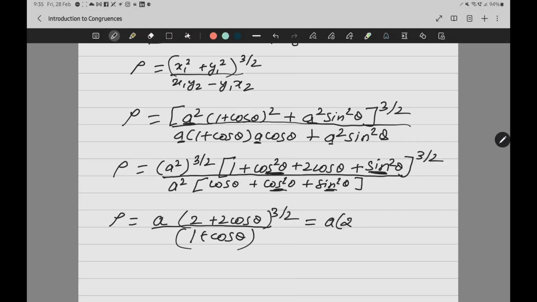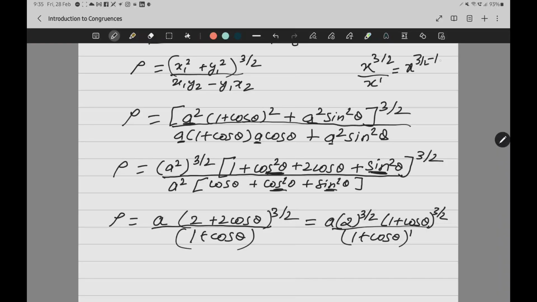If I take out 2, it will come with the power 3 by 2, and I am left with (1 plus cos theta) to the power 3 by 2 upon (1 plus cos theta). When there is no power, it means it is 1. Then what is the exponent law? If you have x to the power 3 by 2 upon x to the power 1, we write x to the power 3 by 2 minus 1. 3 by 2 minus 1 is what? 1 by 2. So x to the power 1 by 2.